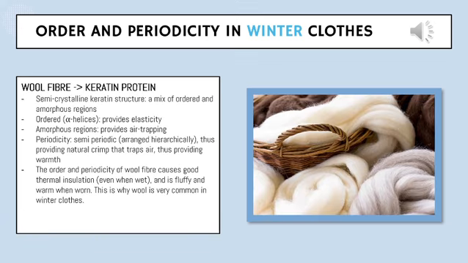When we look at wool fiber, which consists of keratin protein, it has a semi-crystalline keratin structure, which is a mix of ordered and amorphous regions. The ordered regions, alpha helices, provide elasticity, while amorphous regions provide air trapping. It is semi-periodic, which means it's arranged hierarchically, thus providing natural crimp that traps air, thus providing warmth. The order and periodicity of wool fiber causes good thermal insulation even when wet, and it is fluffy and warm when worn. This is why wool is very common in winter clothes.